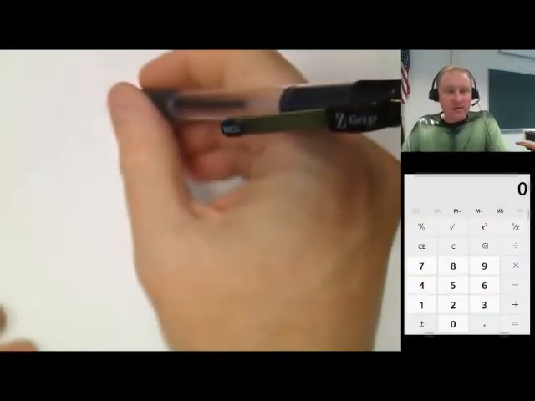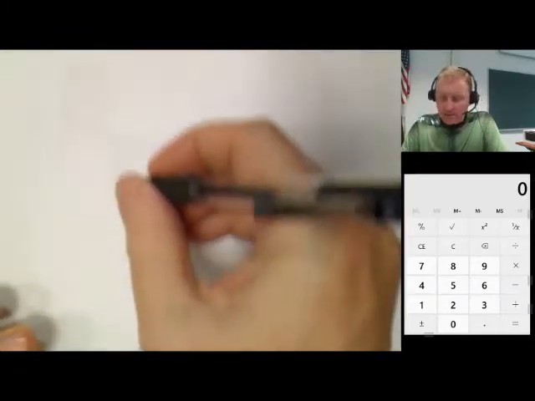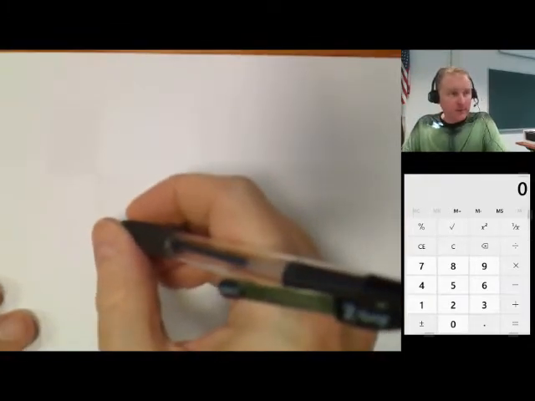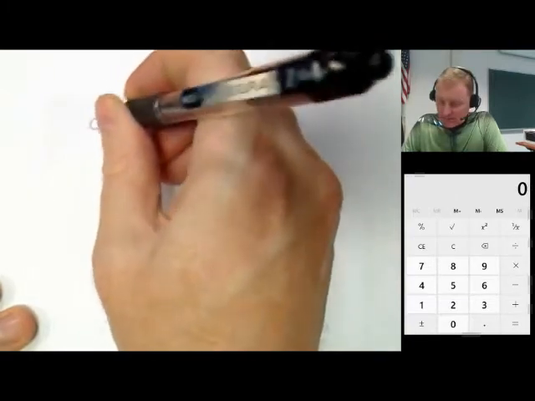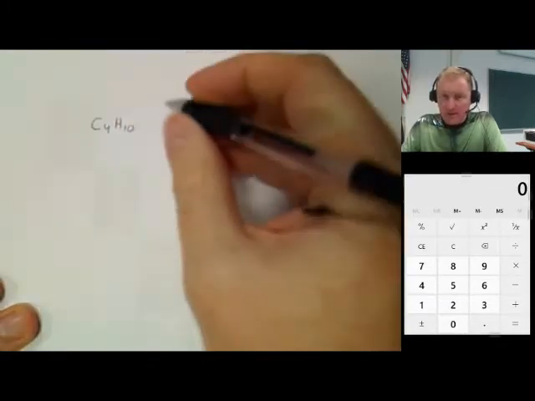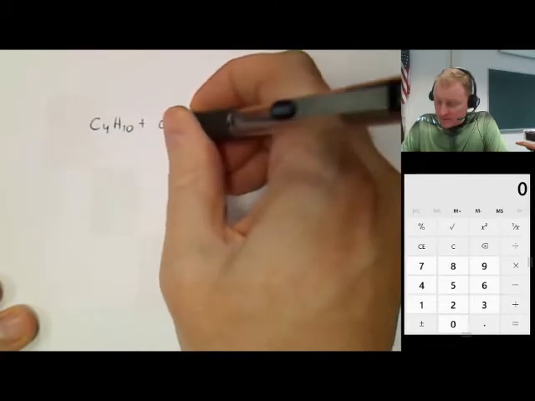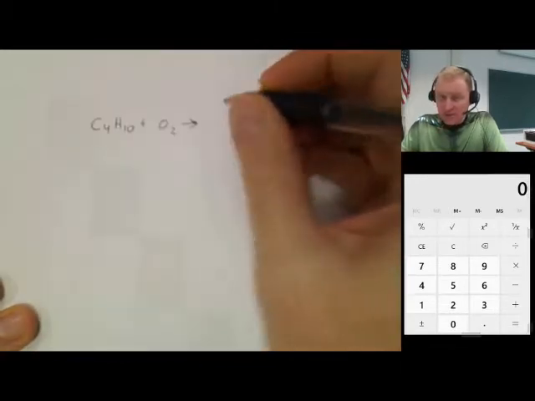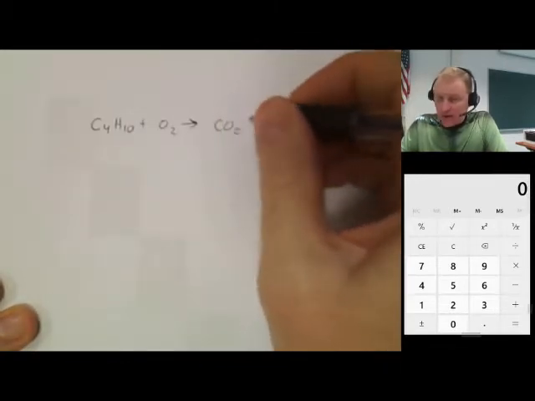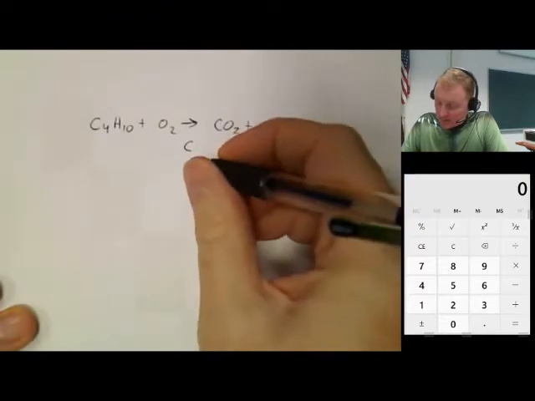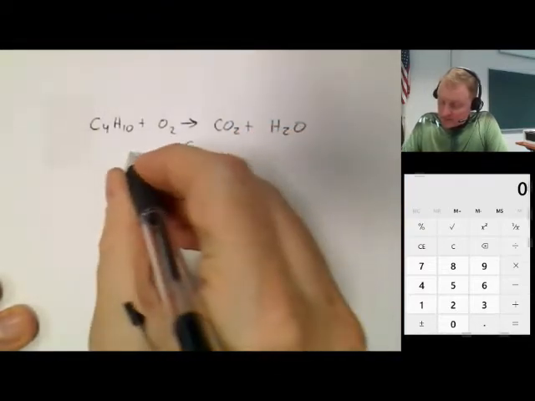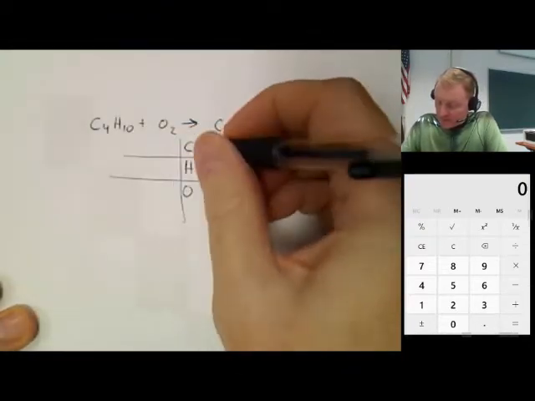So you should have balanced this equation first, and that is right here. Your equation is C4H10 plus oxygen, that's butane plus oxygen, produces carbon dioxide plus water. To balance this, I'm going to say I've got carbons, hydrogens, and oxygens. I write that right under the arrow when I balance.